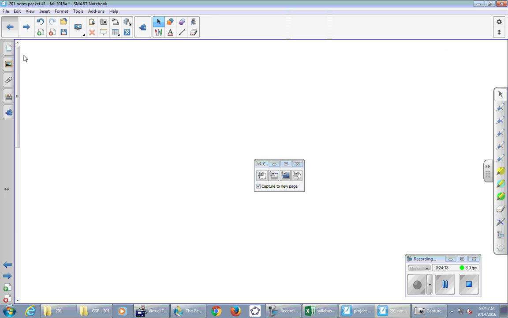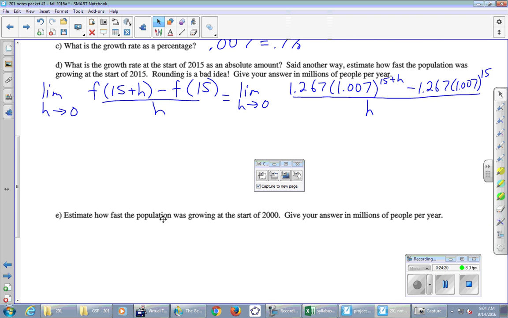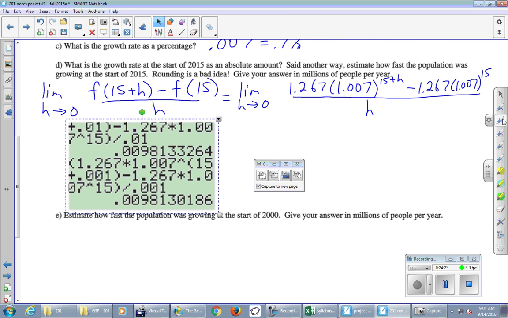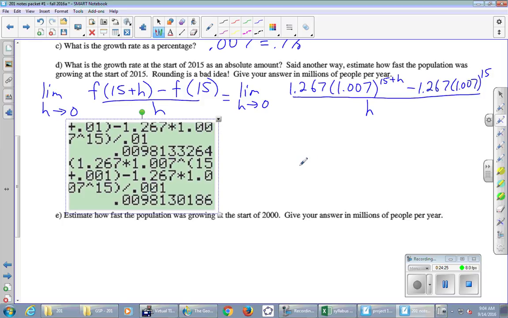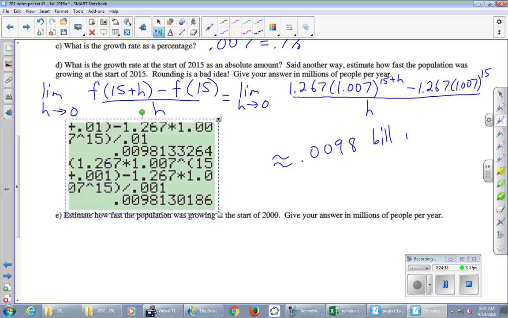Okay, so this is our answer here. And so we'll get some units on this guy too. So approximately 0.0098 billions of people per year. I think this problem said let's answer in millions of people. So what is that? 9.8 millions of people per year. Questions on that?